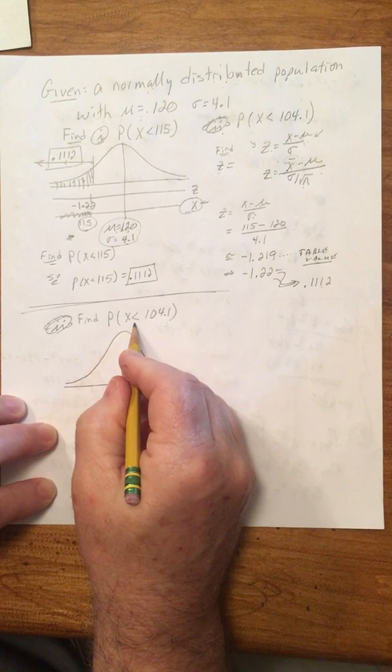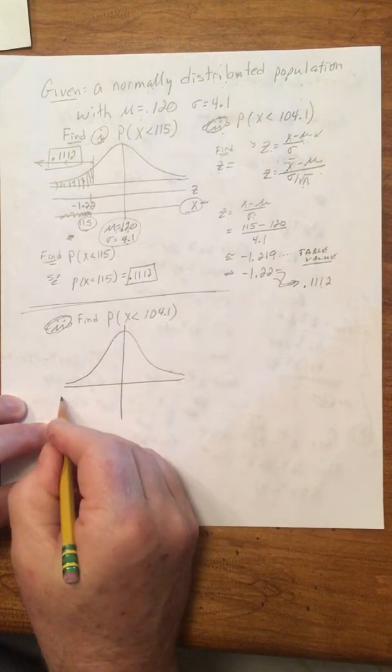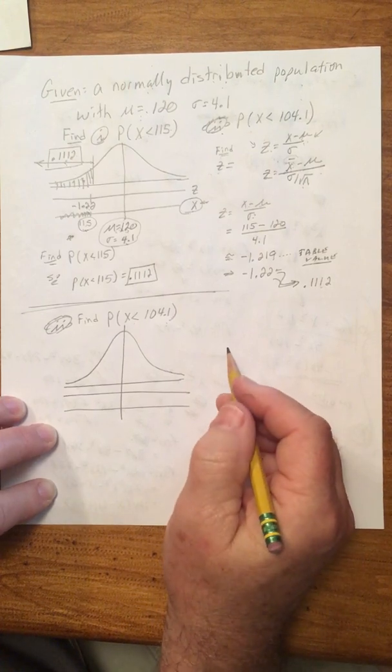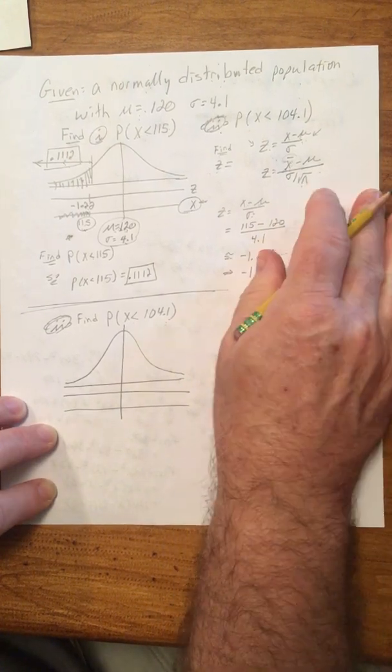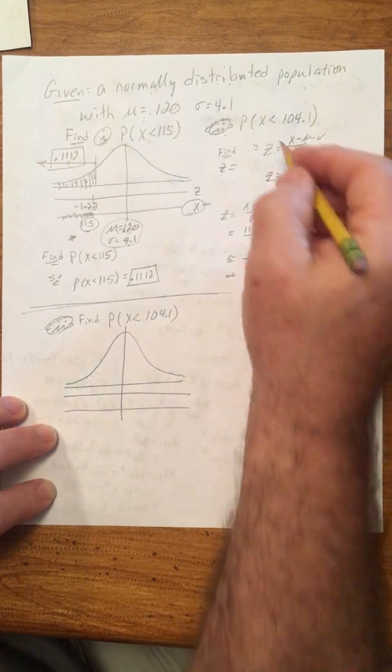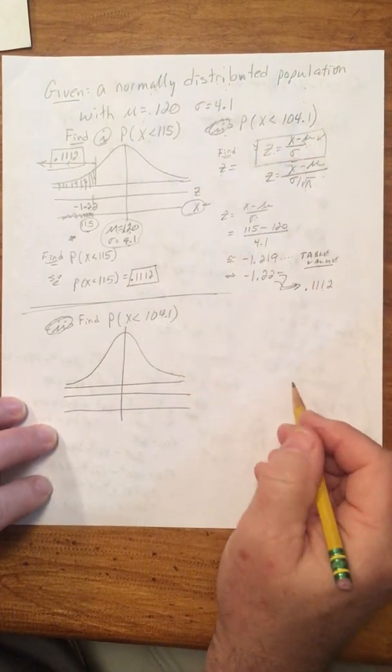Again, we've not taken a sample. This is a normally distributed population. This is a single data value. We've not taken a sample of size n. We're not talking about a mean, so this is the same original formula as before.